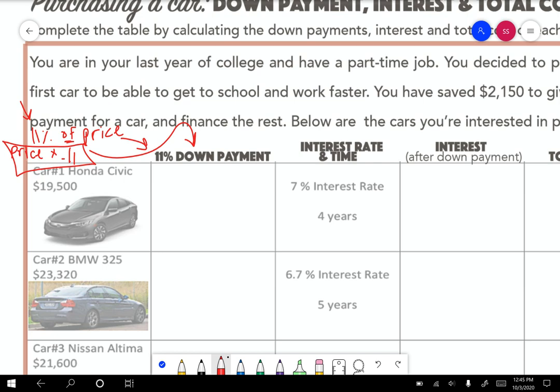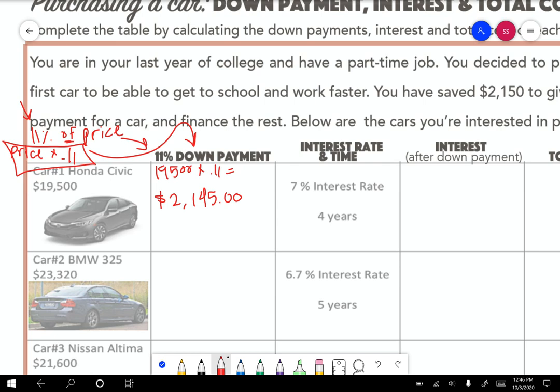So what you're going to do to calculate the 11% down payment on this one would be take that original amount, so the original price of $19,500, and multiply that by 0.11 for our 11%, and that would give us a total down payment of $2,145. Okay, so that's how much down payment we would have to pay in order to get a loan for this car. If you couldn't pay that amount, we wouldn't be able to get this car.